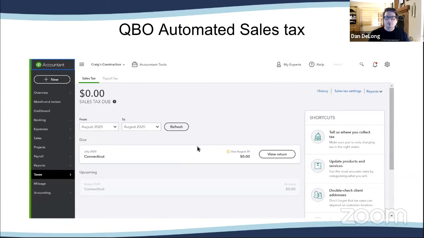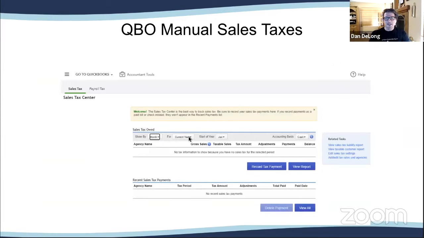And then in QuickBooks Online, it's a totally different ballgame when it comes to sales tax. Sales tax payable, that account by itself, isn't even used the way that it was used in desktop. So there's two sales tax centers when you're looking in QuickBooks Online. And this is the automated sales tax. So if it looks like this, then you know that you're in the automated sales tax. This screen is the manual sales tax.